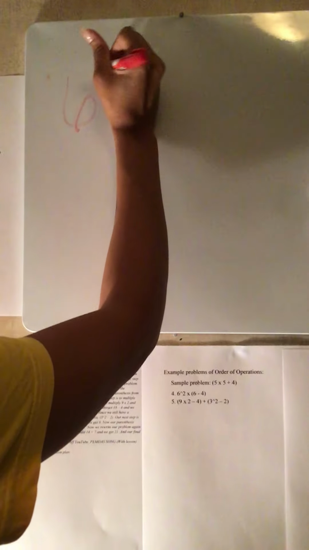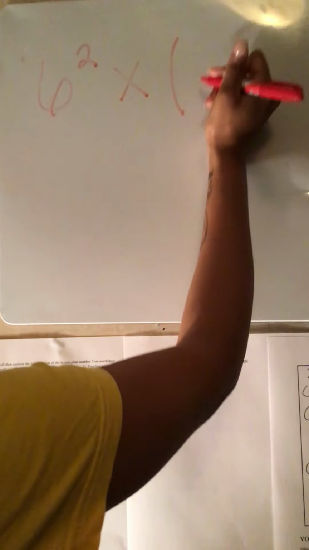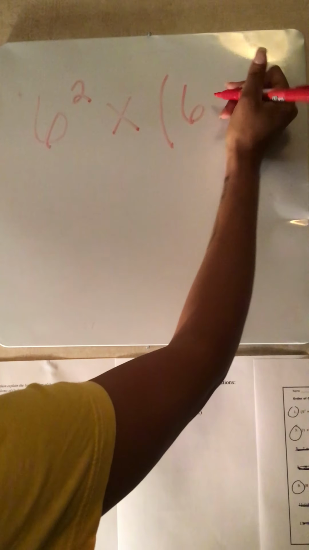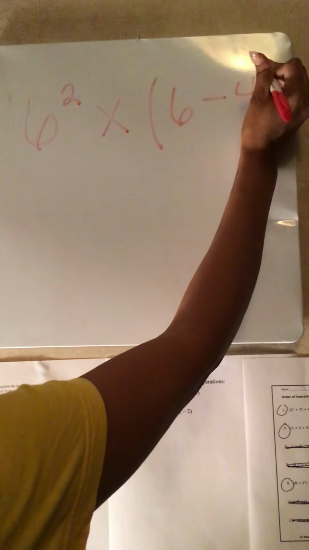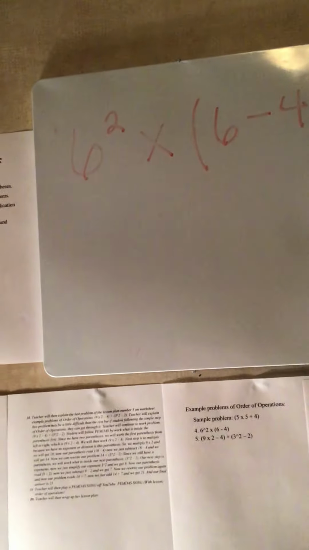Now, let's go to our last two problems that I created. And number 4 reads 6 to the second power times open parentheses 6 minus 4. And going by our order operation Panda sheet, it tells us to perform all operation within the parentheses. So we know we're going to work inside this parentheses first.